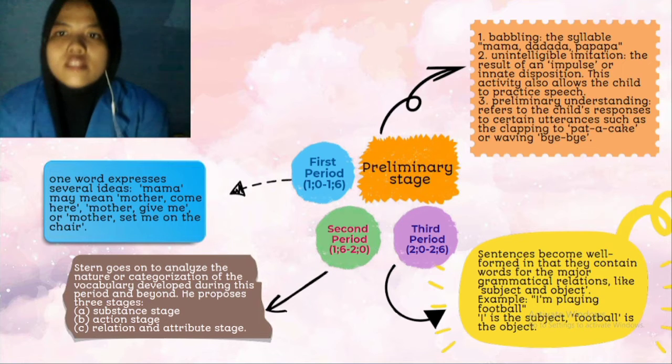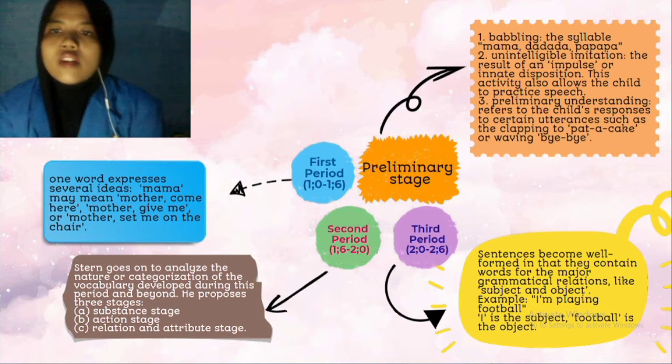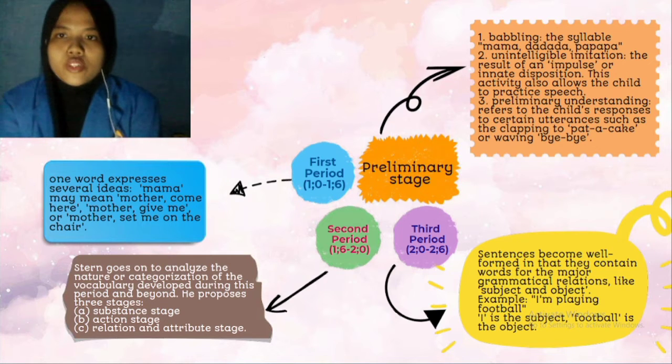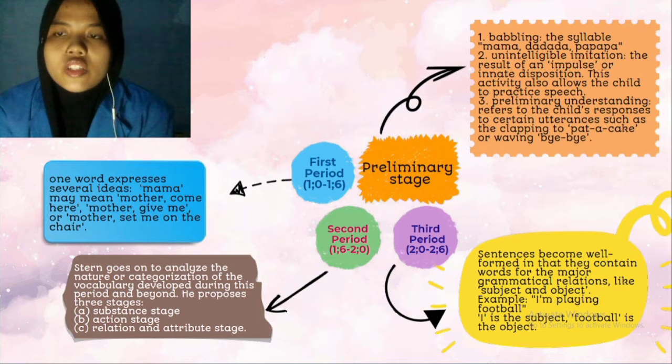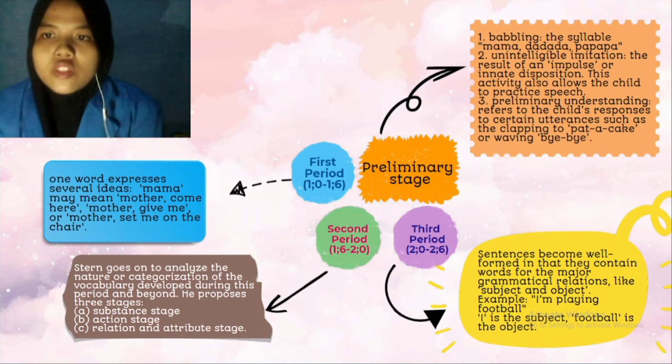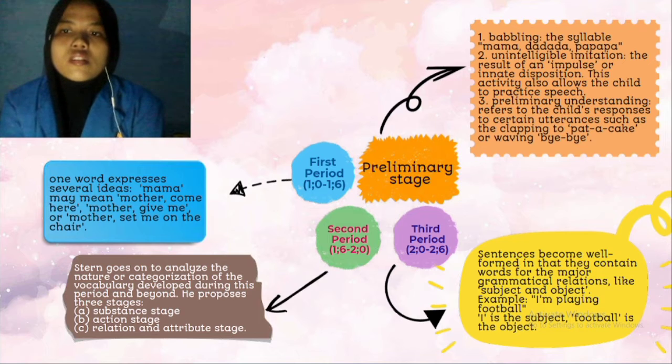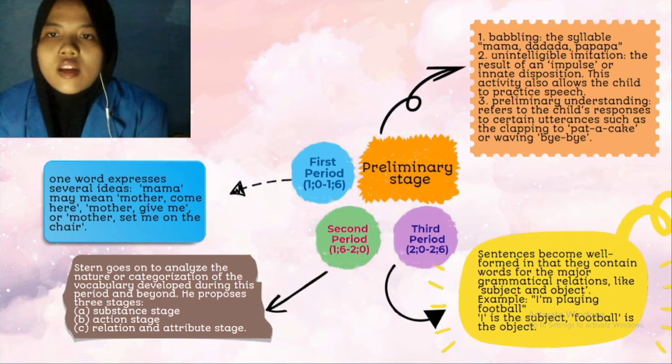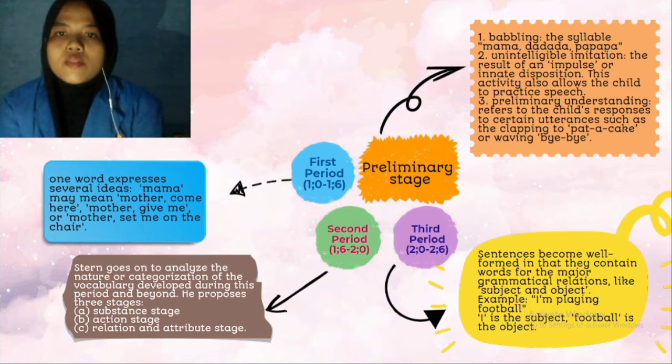And the second is unintelligible imitation. It is the result of an impulse or innate disposition in the children itself. This activity also allows the child to practice speech. So unintelligible imitation allows the child to practice their speech.